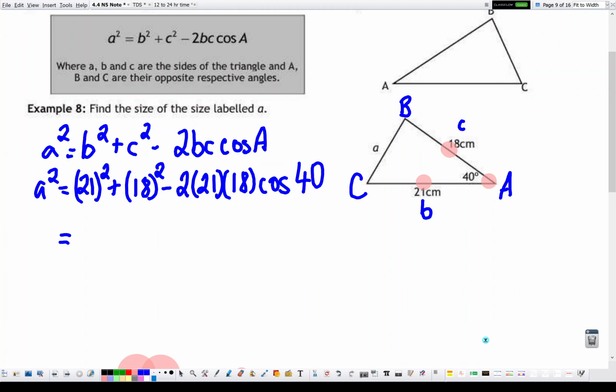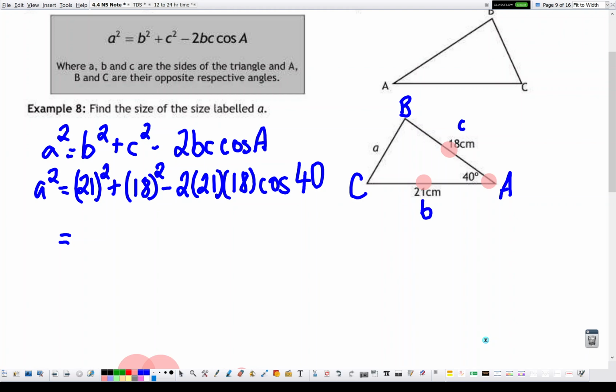If you have a calculator, you should be able to just copy what you've written down, put 21 squared in a bracket, plus 18 squared in a bracket, and then minus 2 times 21 times 18 times cosine of 40. You should be able to just type it all out in one line and hit equals. In the comments, please, what have you got for your answer? Not our final answer, just what did you get for that bit, please?